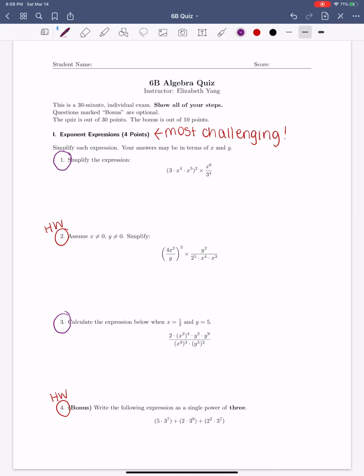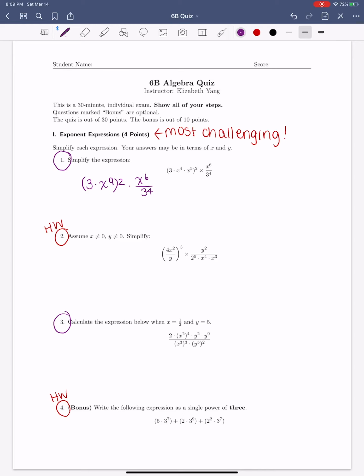Okay, so first with question 1. As I said before, the key is to try to simplify things one fact at a time. This will make it harder for us to make mistakes. So taking a look at this expression over here, the first thing I see that can be simplified is this x to the 4th times x to the 5th hanging out inside the parentheses. So I'm going to deal with that first. So I have now 3 times x to the 9th, since we have to add 4 and 5. We still square the whole thing, and we're multiplying it to x to the 6th divided by 3 to the 4th.